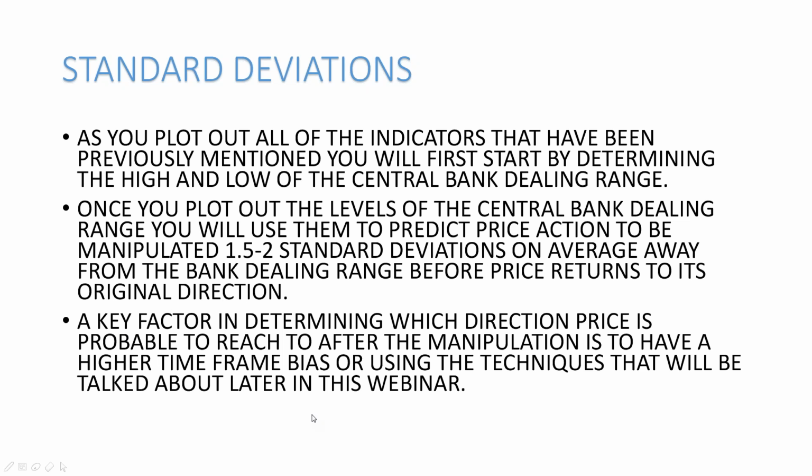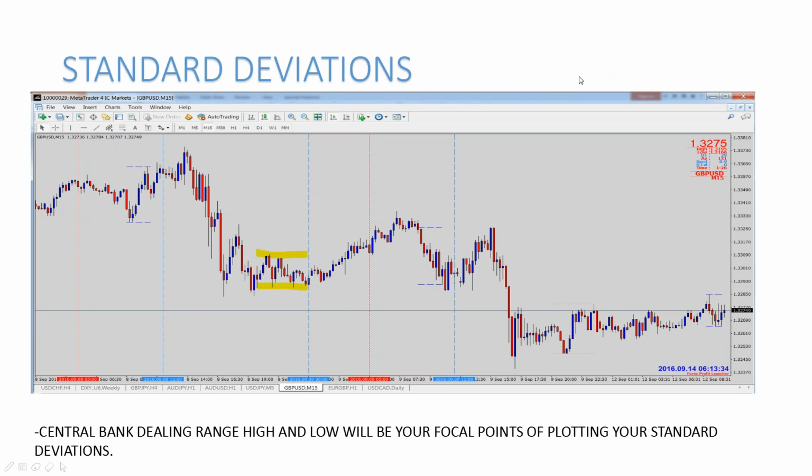A key factor in determining which direction price is probable to reach after the manipulation is to have the higher time frame bias, or using the techniques that will be talked about later in this webinar. Obviously, as we've said, the higher time frame bias is what you want to always have in mind. So what a standard deviation looks like.